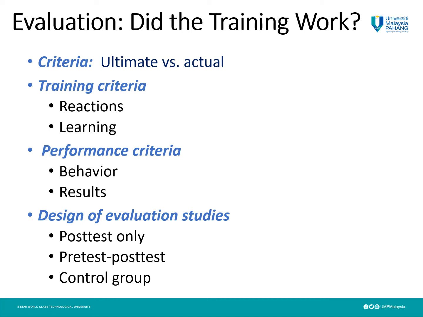And the next one is result criteria. This usually measures the outcomes that are important to the organization, such as increased work output as expressed by production rate, dollar sales figures, or quality of work.